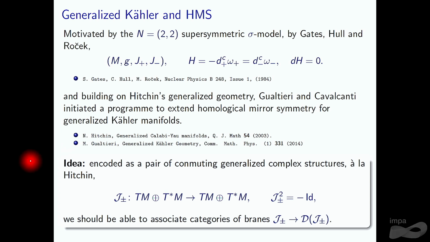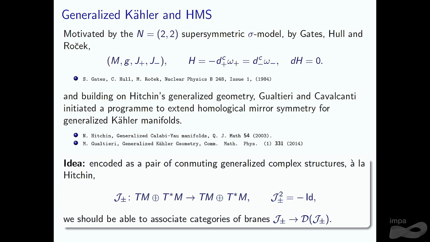One is related to generalized Kähler geometry. So, motivated by the supersymmetric sigma model by Gates, Hull, and Roček, Gualtieri and Cavalcanti, inspired by the generalized geometry theory by Hitchin, have initiated a program to extend the homological mirror symmetry program to generalized Kähler manifolds. A generalized Kähler manifold, from the most classical point of view, is just given by a manifold with a metric g, two integrable complex structures compatible with the metric, and then a closed three form which matches dc of omega with respect to one complex structure and minus dc omega with respect to the other complex structure.